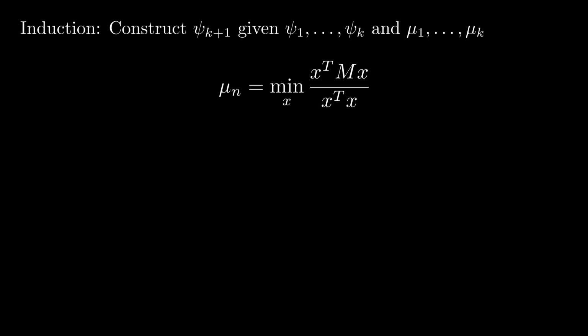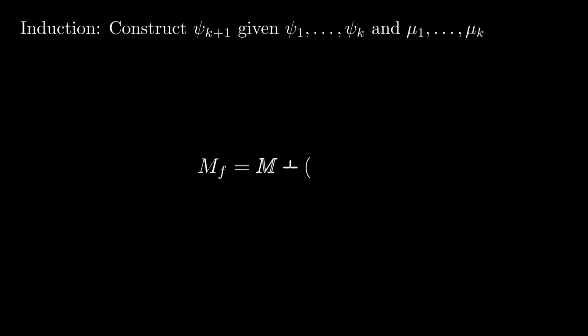Again, since we are only concerned with unit vectors, the denominator of the Rayleigh quotient simplifies to 1. Since we are denoting mu sub n as the smallest eigenvalue, we know that this must be less than the quadratic form. We know that such an eigenvalue must exist by the same steps that we used in proving the base case.